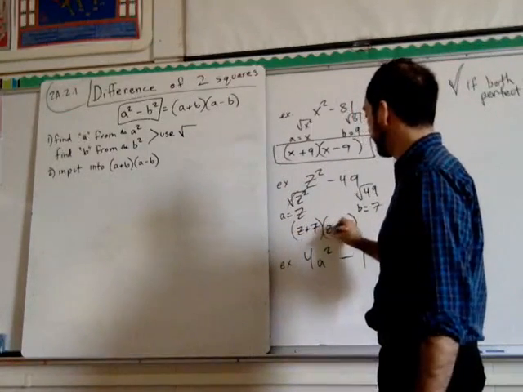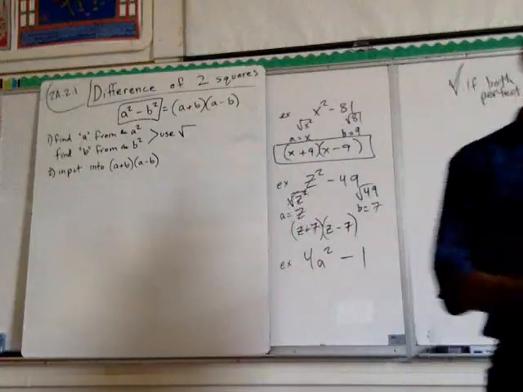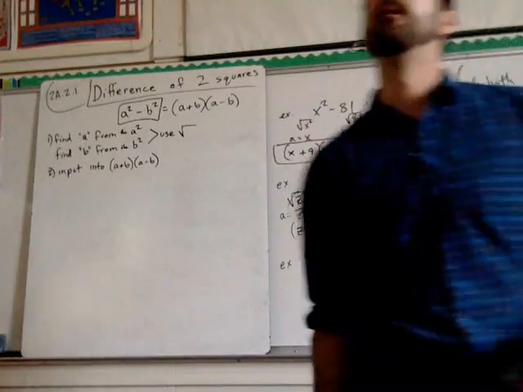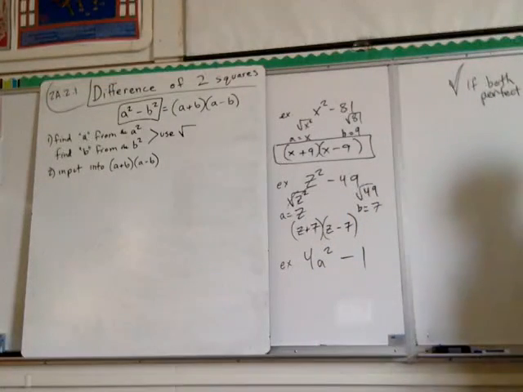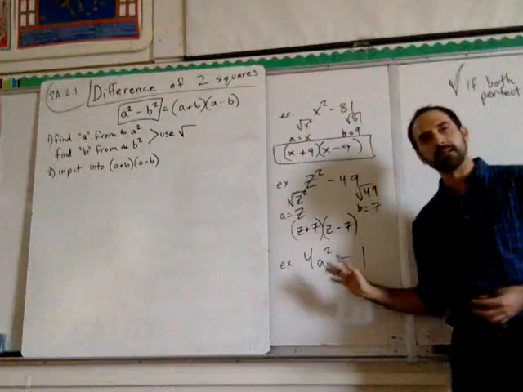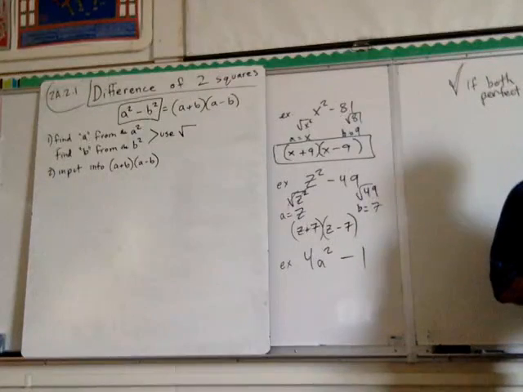Z plus seven. And then Z minus seven. Perfect. Good job. Here we go. Nice catch. All right, last one is a little bit more tricky, but not super tricky.